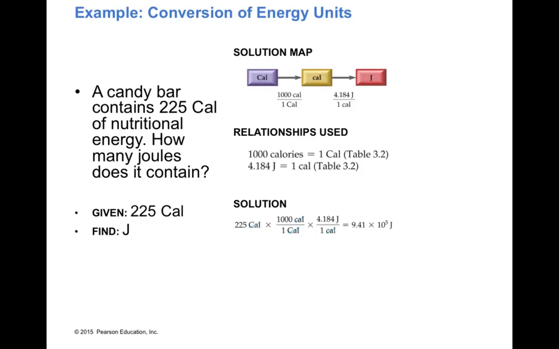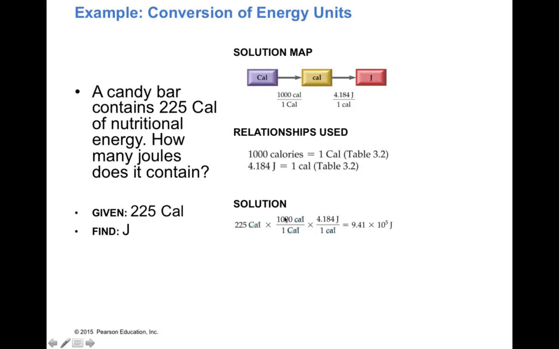So now we just do the mathematical process here. We multiply 225 times 1,000. Remember that we always need to put the conversion factor in a way that the denominator has the unit that we need to cancel. So here we have the nutritional Calorie in the denominator to cancel the nutritional Calorie.